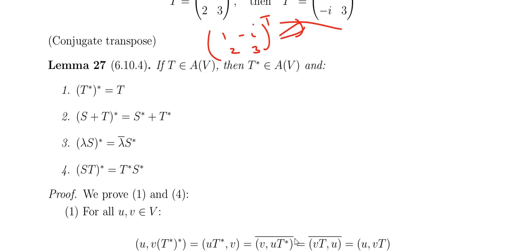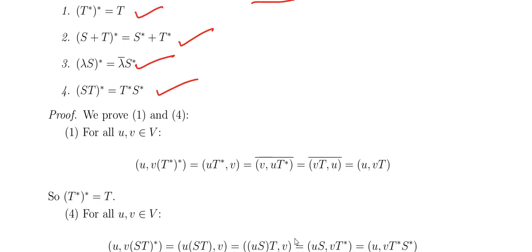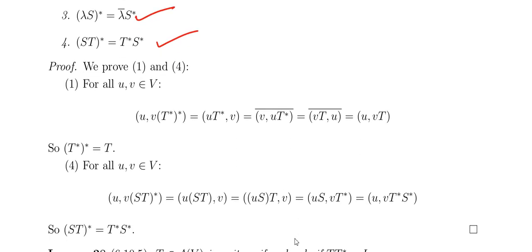If T is any other transformation, then T star also belongs to A of V. Then (T star) star equals T, (S plus T) star equals S star plus T star, (lambda S) star equals lambda bar S star, and (ST) star equals T star S star, the reversal law. These are very simple proofs, not difficult ones.